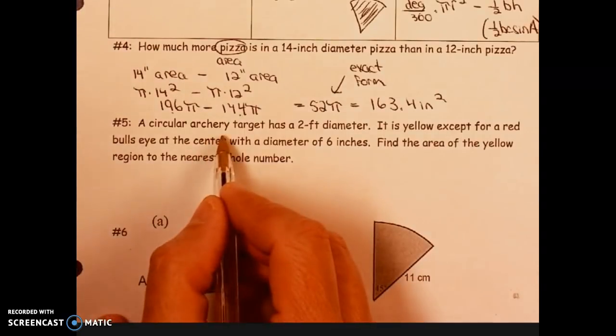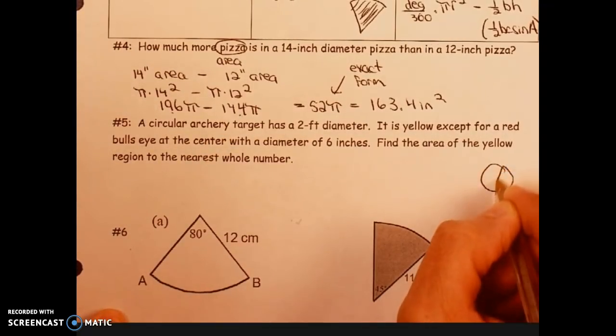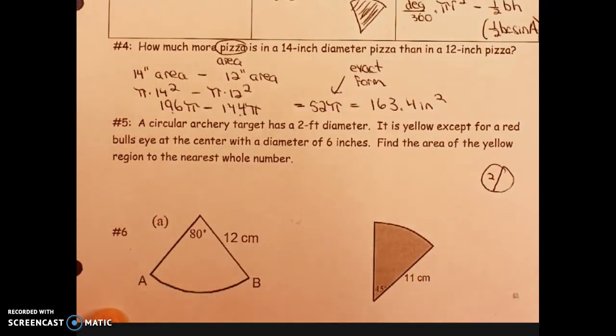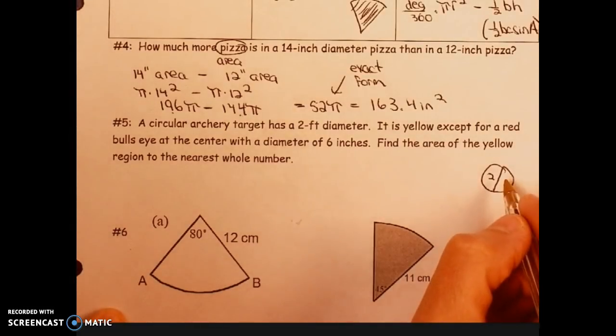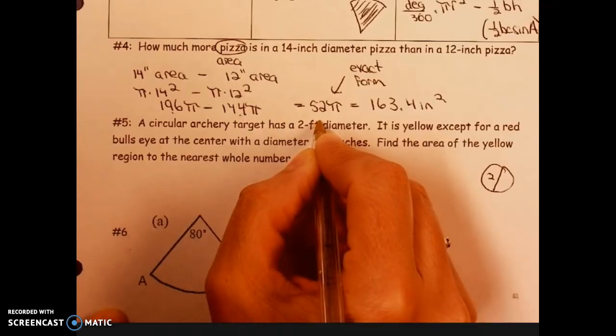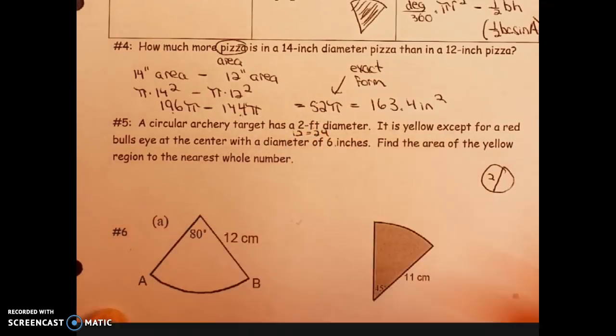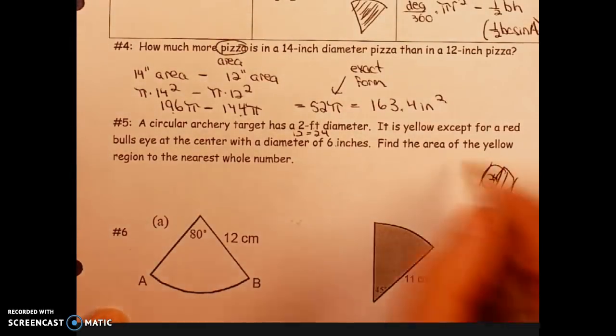A circular archery target has a 2-foot diameter, so let's go over here. This is 2 feet. It is yellow except a red bullseye at the center. Notice this is inches, this is feet. So let's go ahead and change this to inches. So 2 times 12 would give us 24 inches. And I'm thinking I better draw my picture a little bit bigger.